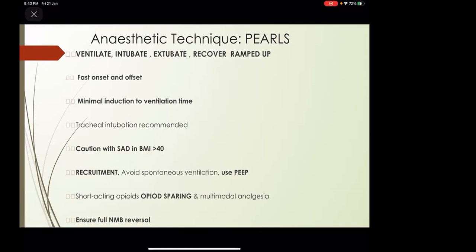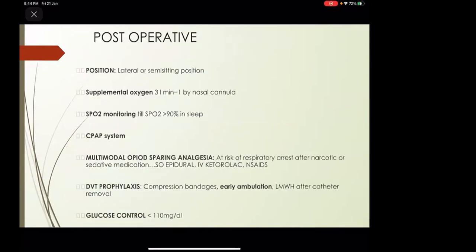Then caution with LMA is important in a morbidly obese patient. You'll use recruitment and PEEP should be used. Short-acting opioids should be used, or opioid-sparing multimodal analgesia is helpful, and you should ensure a full reversal. Post-operatively, I'll position the patient in lateral or semi-sitting position with supplemental oxygen.